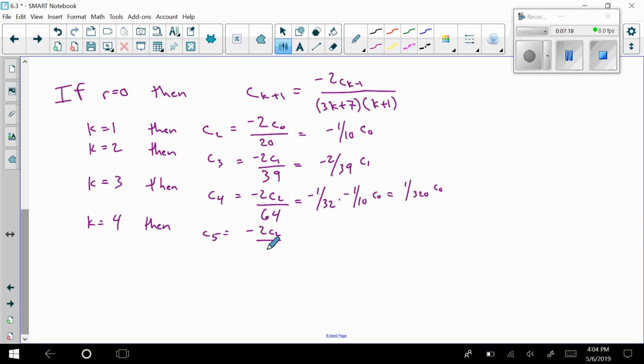equal to negative 2 c sub 3 over, well, the k in here, now that's 12 plus 7 is 19, times the 5 there would give me a 95 down here, which is negative 2/95 times, well, this is c sub 3, which we know to be negative 2/39, and that'll give me a positive 4/3,705 c sub 1. And then the pattern would continue.